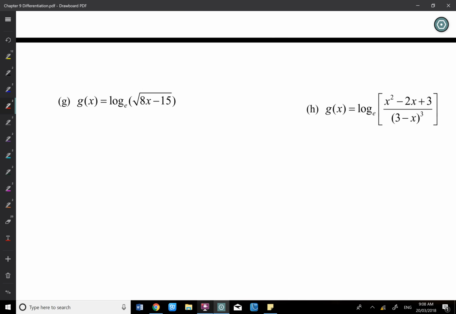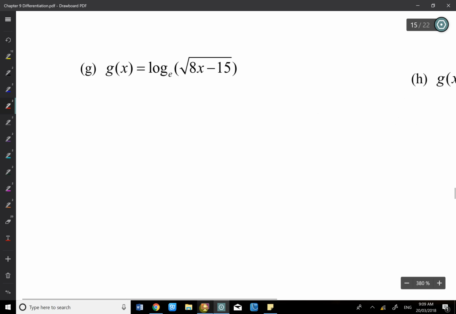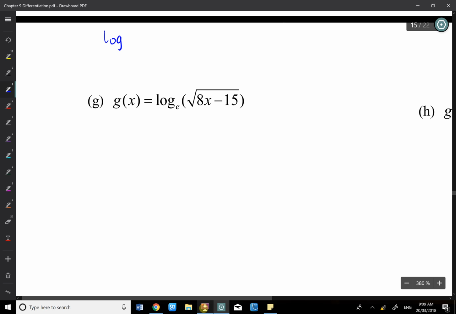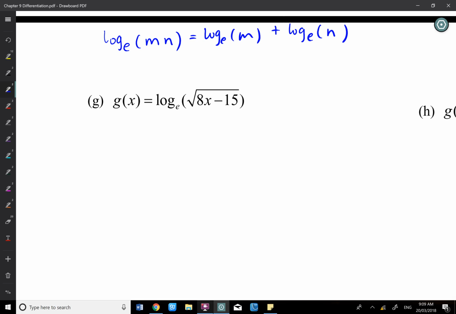For log, before you start to derive it, every time you see a log function, you need to think: should I do something first to make it simple for me to derive? There are 3 things you can apply to log. The first: log of mn equals log m plus log n. Can we do that? If we can, we do it.